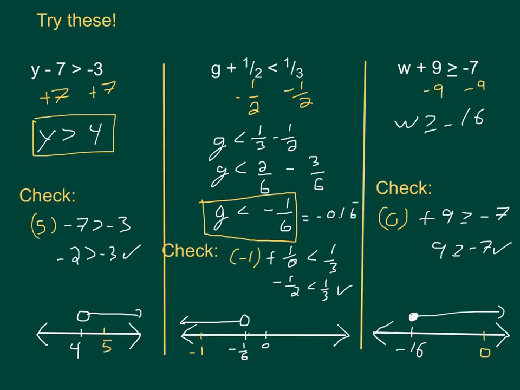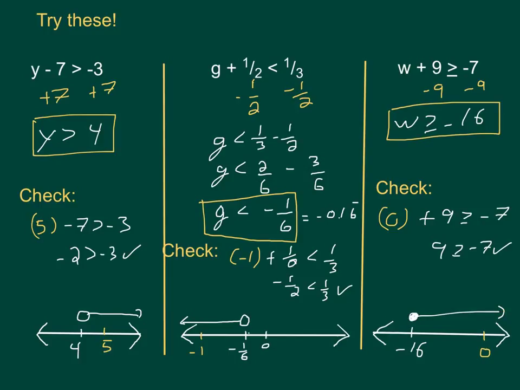All right, and so here we end up getting, pretty quickly, instead of dealing with any fractions, a nice easy problem. We do have negatives to worry about, so a negative minus something is a bigger negative. We get w is greater than or equal to negative 16. So I'm going to fill in the circle at negative 16 and have the arrow come out to the right.